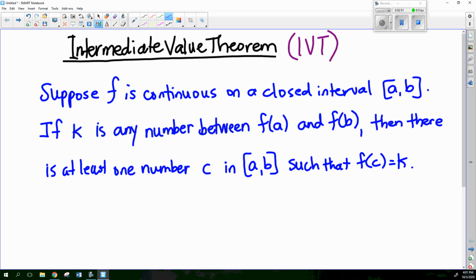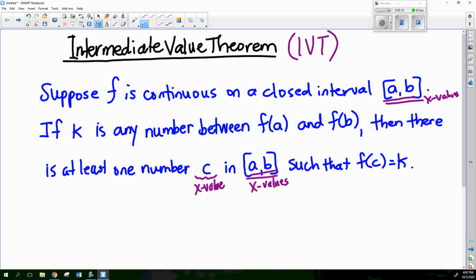All right, now that's a lot of weird letters in there, so I just need to make sure that you understand what everything stands for. Okay, so when I say it's in the closed interval from A to B, these are x values. So A and B are x values. So if I'm talking about a number C in that interval, C is also an x value.